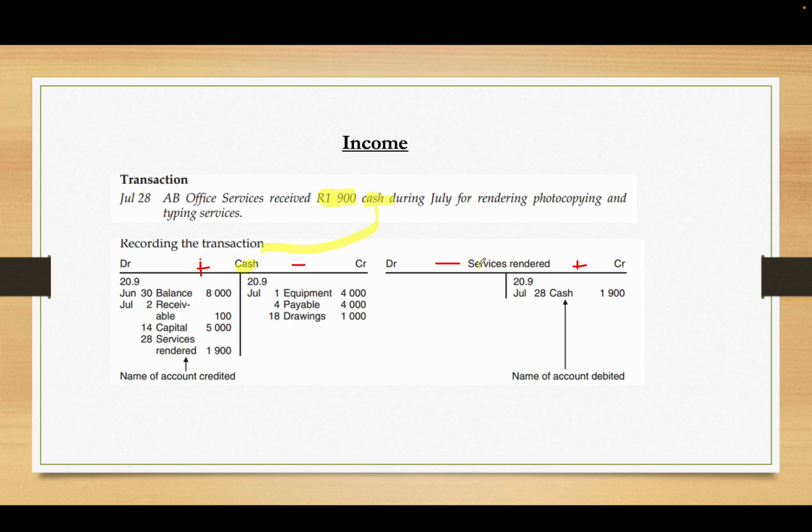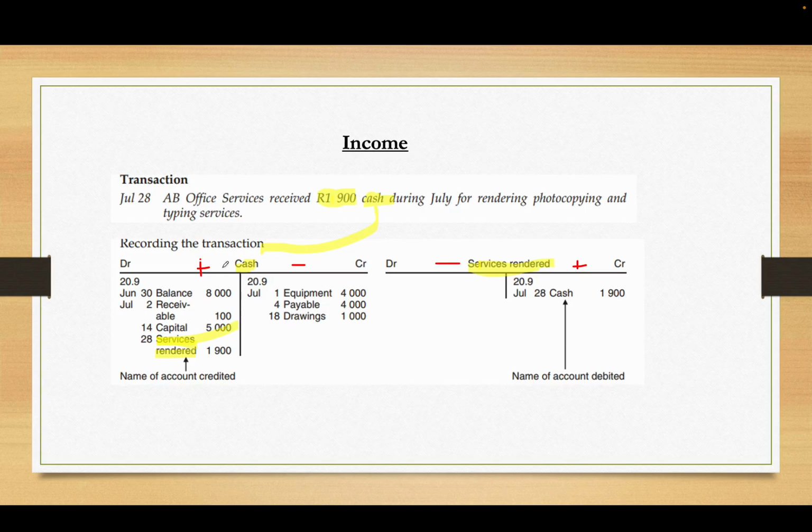Please remember this account, guys. You'll get this often. I think you'll get it in every test, to be honest. So you have the cash/bank T account, and you have the services rendered T account. These are the two accounts that it affects.